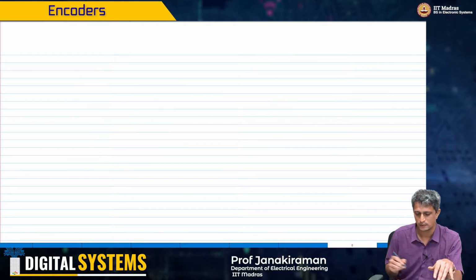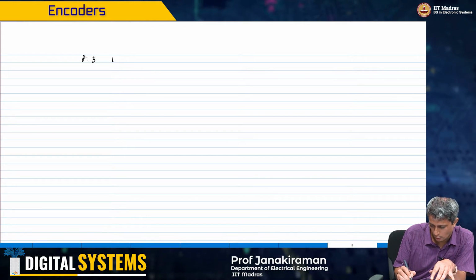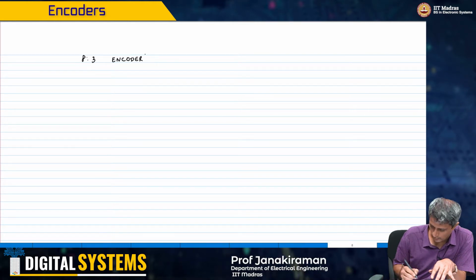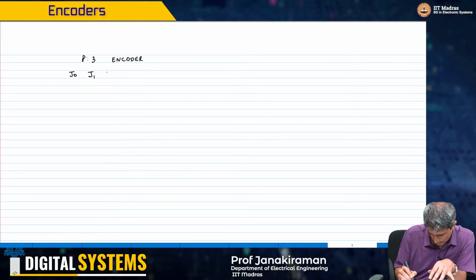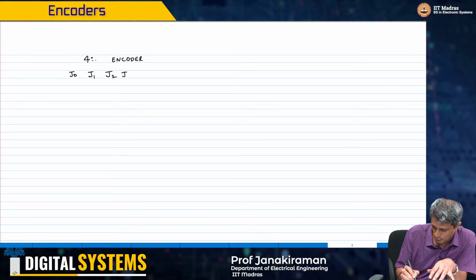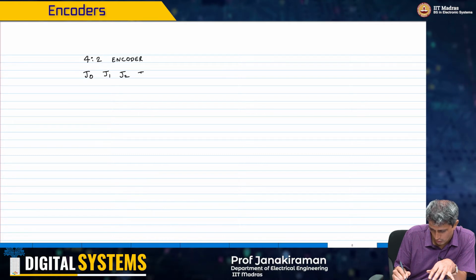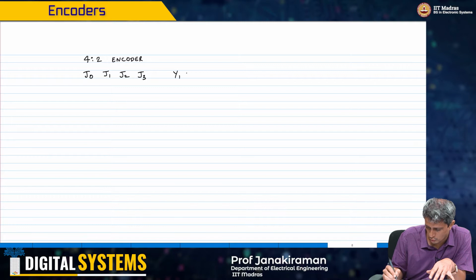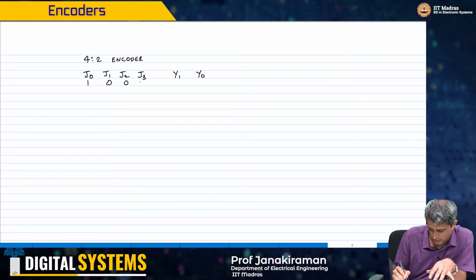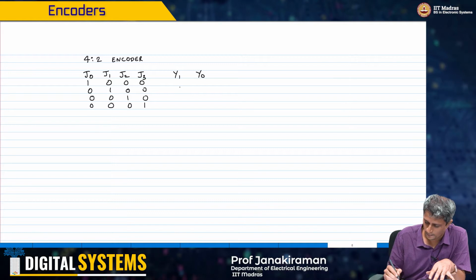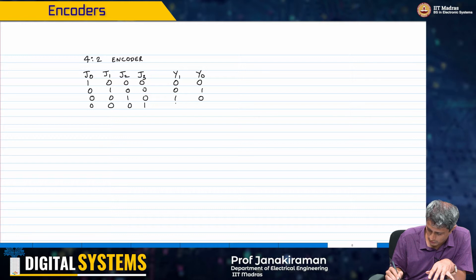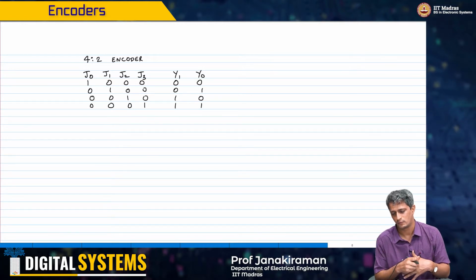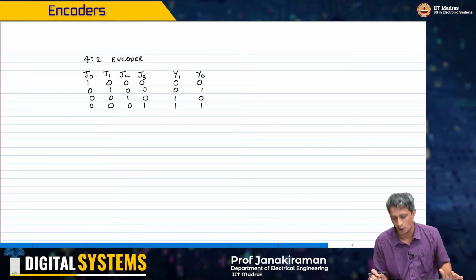So we can actually look at a simple 8:3 encoder. Or even better, let's start with a 4:2, because the number of inputs is too high here. J0, J1, J2, J3, and my output is going to be 2 bits, y1, y0. The inputs 1 0 0 0, 0 1 0 0, 0 0 1 0, 0 0 0 1 give outputs 0 0, 0 1, 1 0, 1 1. This is the truth table that we really want.